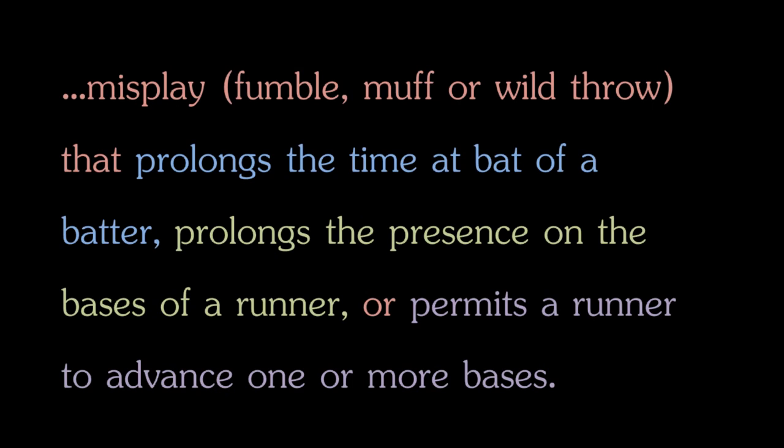So the rule starts by defining an error as a misplay, which is a fumble, a muff, or a wild throw that prolongs the time at bat of a batter, prolongs the presence on the bases of a runner, or permits a runner to advance one or more bases. We'll break this down further in a second.